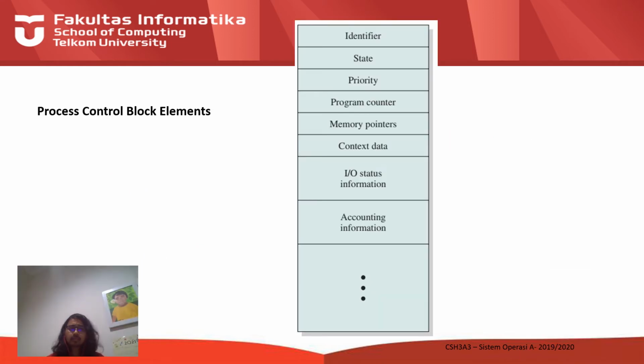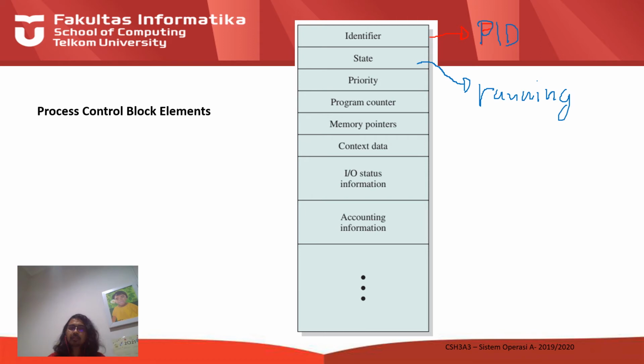So these are the process control block elements. There are several. I will try to explain all of them. The first one is the identifier. Like every person has a name, a process also has a name. The name is the identifier, usually called PID. And then state, a process can be in several states, for example, running or blocked. This is the state which the process is in.